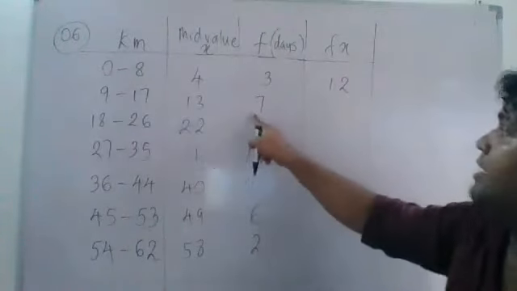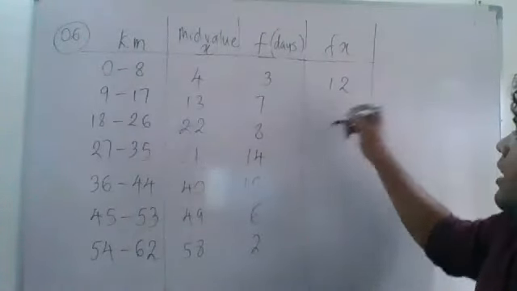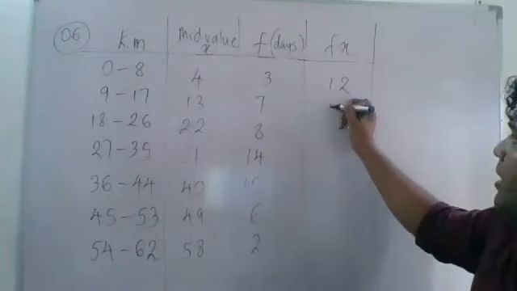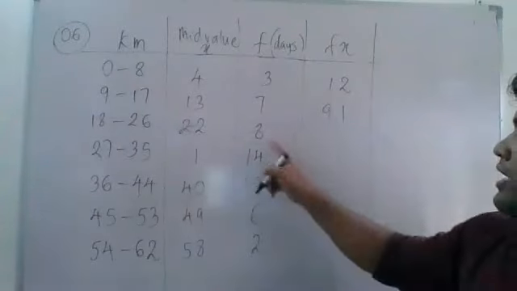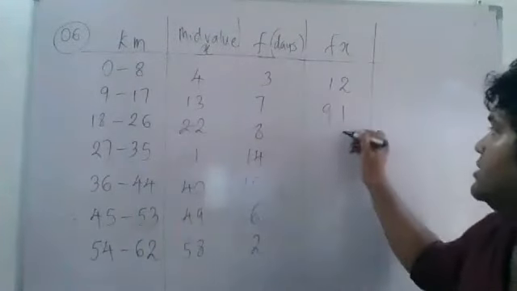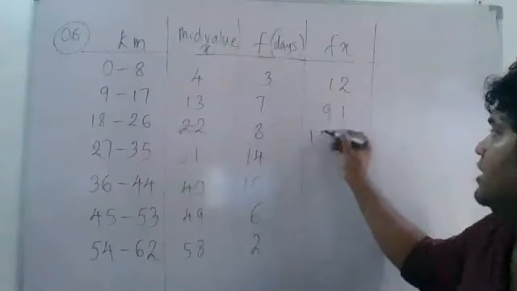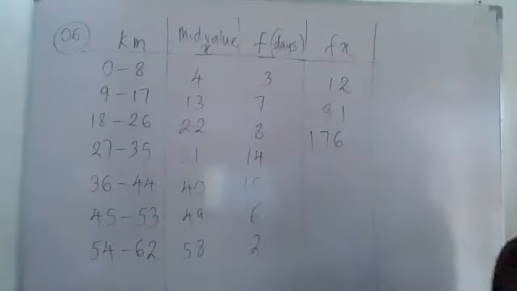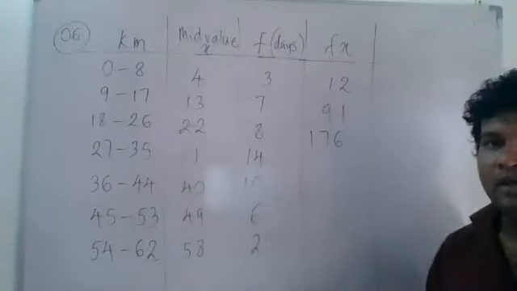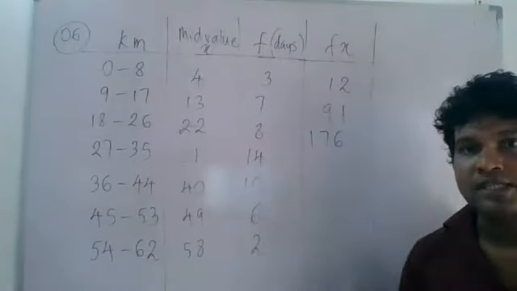Now 13 times 7 is 91. I know that you can multiply. So 91 should be kilometers. During 7 days it has traveled 91 kilometers totally. Right? 8 times 22: 8 times 2 is 16, so totally during 8 days it has traveled 176 kilometers.